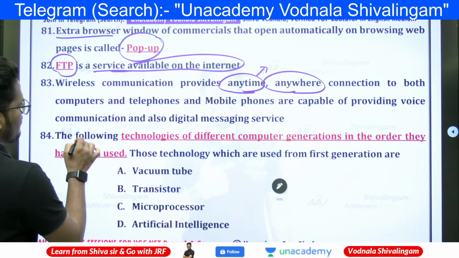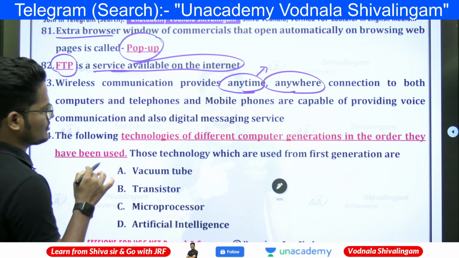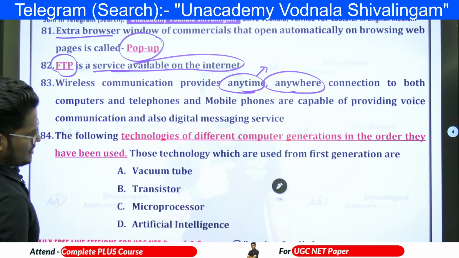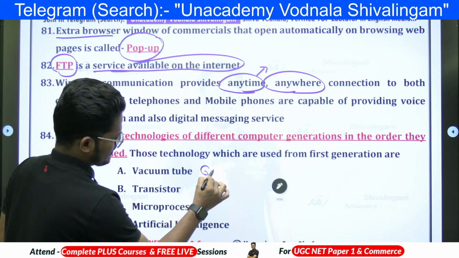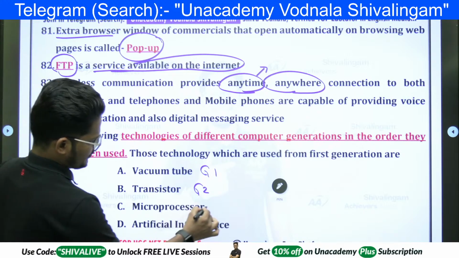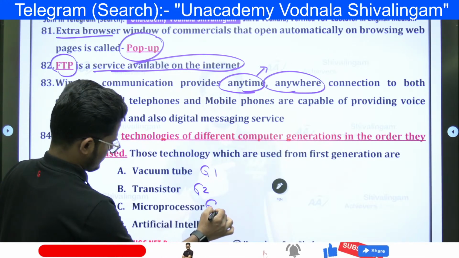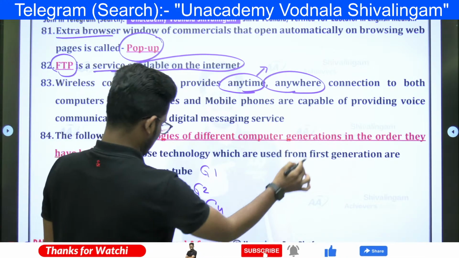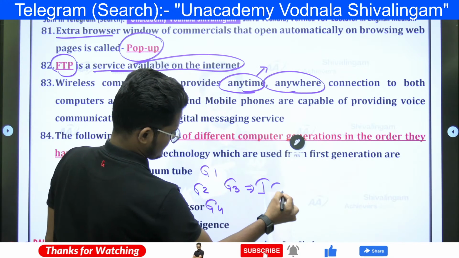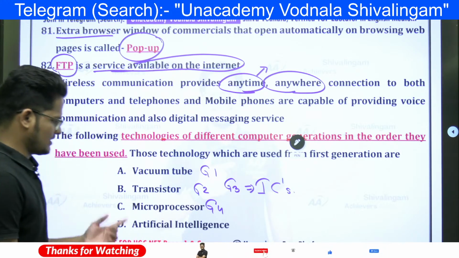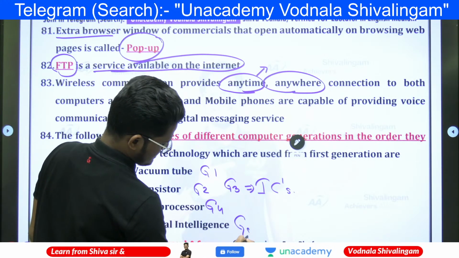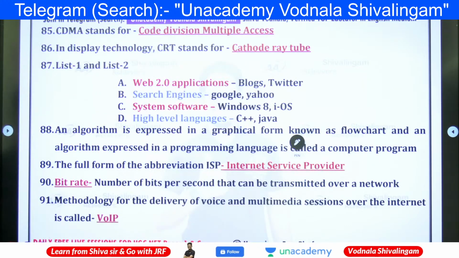Next, the following technologies of different computer generations in the order they have been used. Vacuum tube is generation number 1 and transistor is generation number 2. Microprocessor is generation number 4, because in between, generation number 3 used integrated circuits, ICs. Generation number 4 is microprocessor, and artificial intelligence is present in the 5th generation.